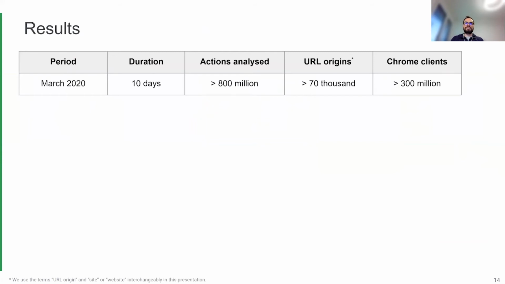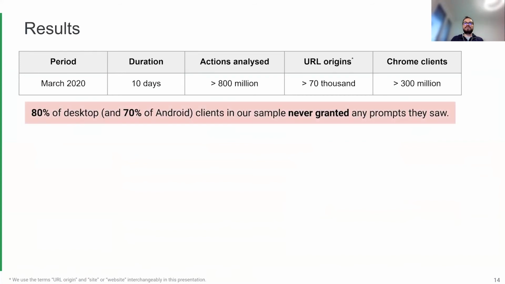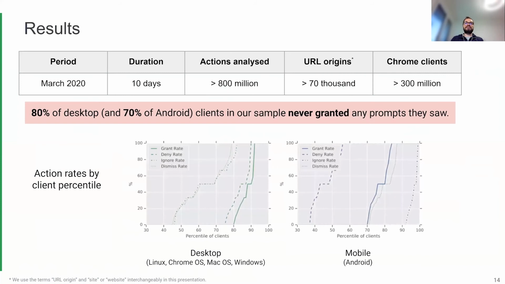About the study results, we conducted the first study in March 2020 over a 10-day period, where we analyzed over 800 million actions on more than 70,000 websites from more than 300 million Chrome clients. The results indicate that 80% of desktop clients and 70% of Android ones never granted any prompts they saw. However, the detailed charts also show that there is a non-negligible fraction of clients that always grant such prompts, 8% on desktop and 26% on Android.